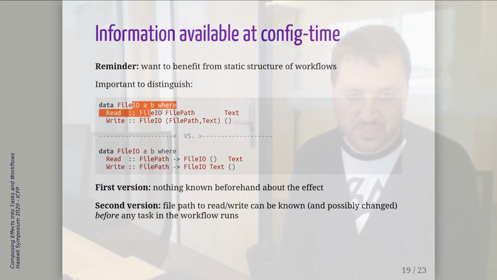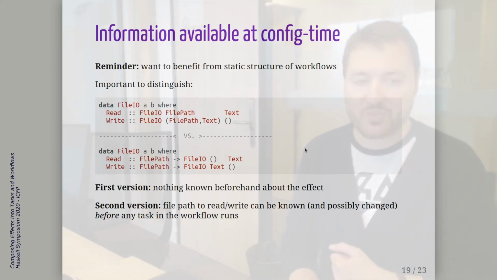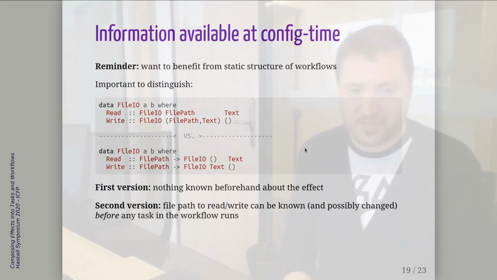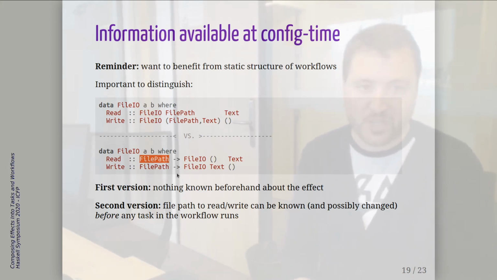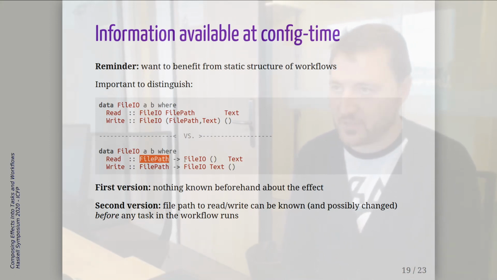So the difference between these two forms, the one when the file path is an input of the effect, and the one where the file path is a field of the GADT that is used to encode the abstract representation of the effect, is that with the first representation, I know nothing beforehand about my effect. Before I actually interpret it, I don't know anything, because no information is contained in that type. Whereas with the second one, my file path is accessible before I do anything with my interpreter function, before I perform any type of I/O.